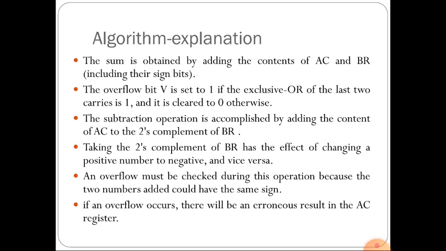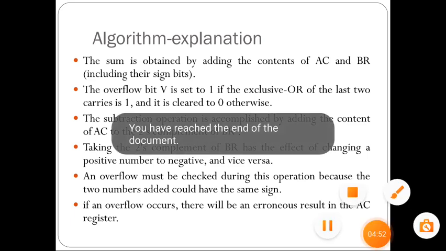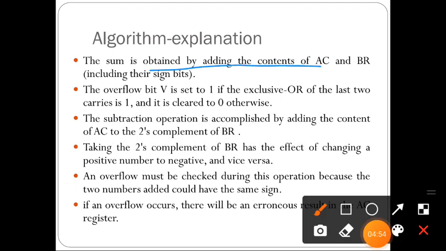Then the previous algorithm will be explained here. The sum is obtained by adding the content of AC and BR. When we add, the sign is also added. If an overflow occurs, then V will be set to 1, otherwise it will be cleared to 0.